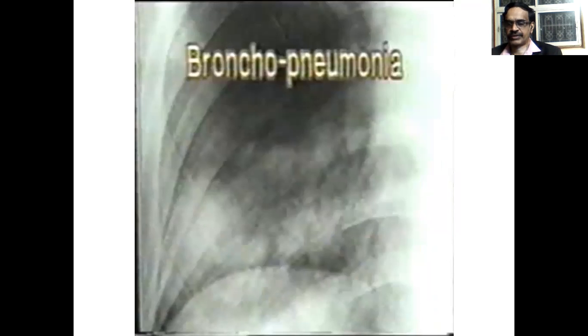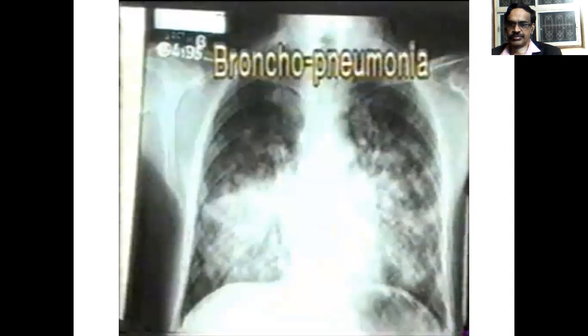Bronchopneumonia is usually caused after anesthesia and surgery. There will be fluid aspiration into the lungs and bronchial tree, and there will be bronchopneumonia. So pulmonary edema, you can see cardiomegaly, and you can see the bat wing appearance. So here it is a bronchopneumonia. The similar structure is seen.